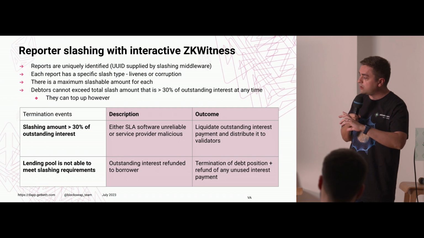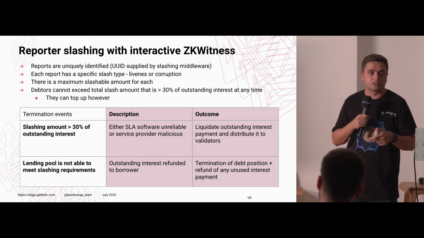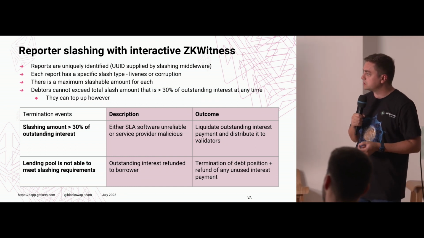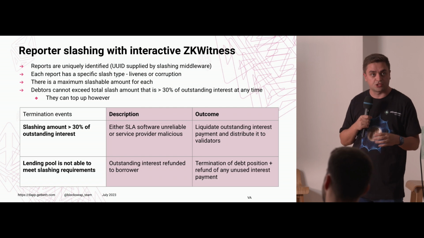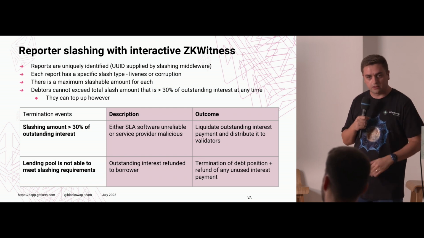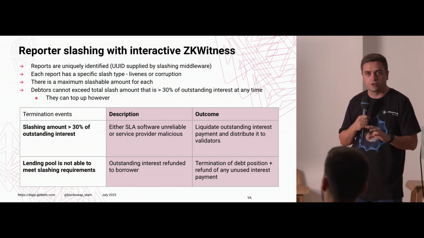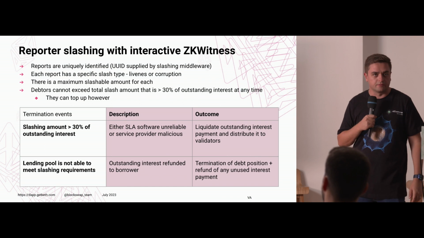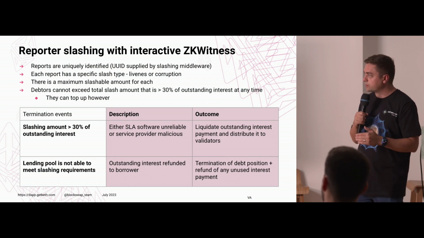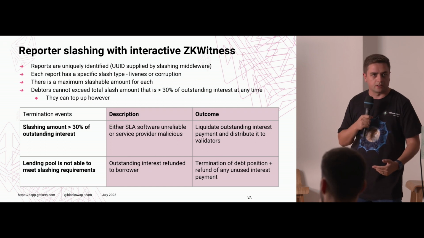So there are circuit breakers in place that say, okay, when you get to 30% of the outstanding interest just in slashing, the position will get terminated and liquidated. So there's no point in running it. The software needs to be fixed, and then we need to start again. So those circuit breakers are there to protect the lending pool from being drained unnecessarily.